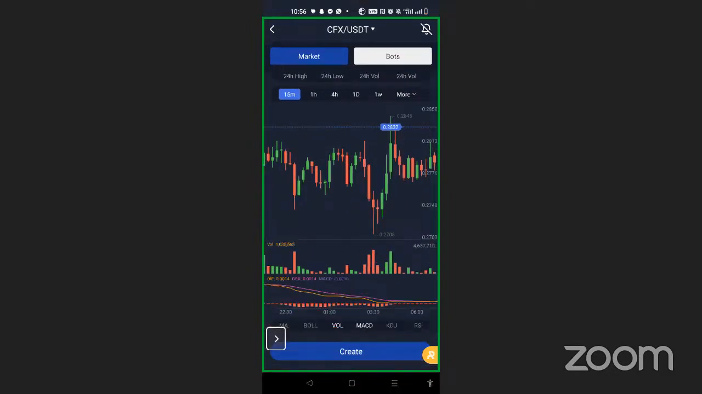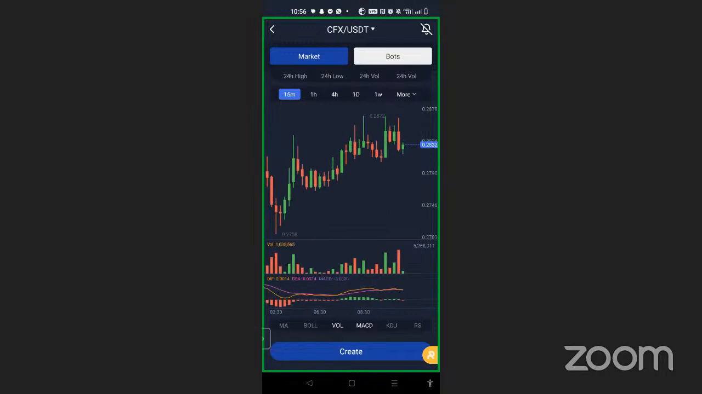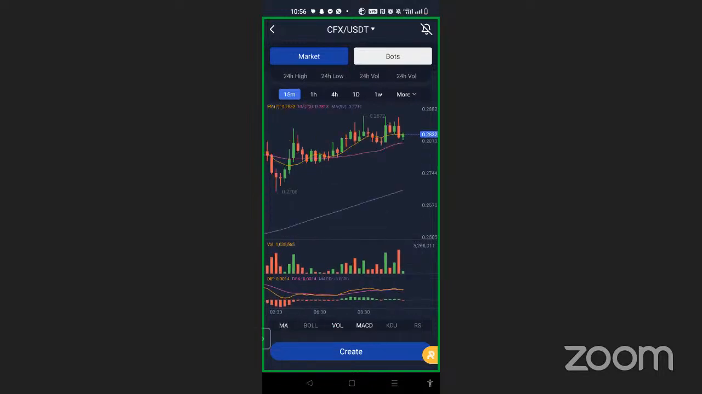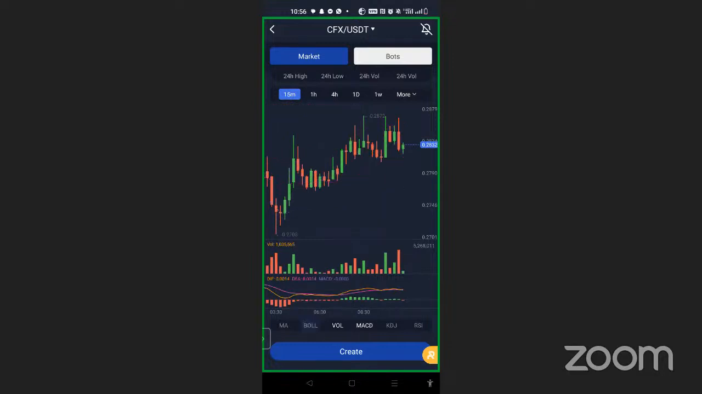Someone is saying the indicators are there. You just need to tap on them. They're down here. You can tap on this one. You just make sure you remove these ones. I don't want to talk about so many.